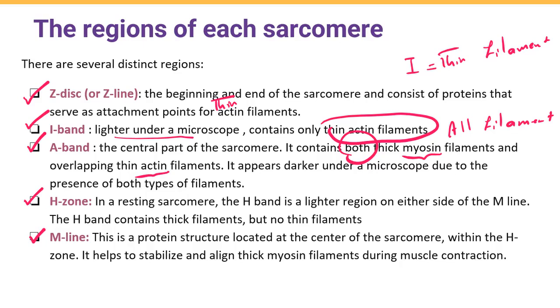And then we talked about the H zone, which is important to know. The H zone is visible when the sarcomere is relaxed. It is found on either side of the M line at the center of the A band, which is a lighter region. The reason it is lighter is that here we only have the thick filament. There is no overlap between thick filament and thin filament in this region. And finally, the M line is made up of protein at the center of the sarcomere, which holds the thick filament in place.